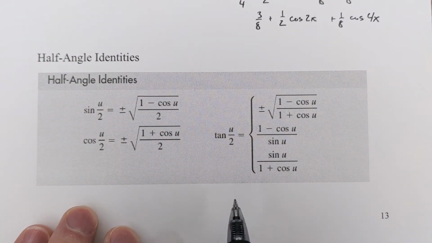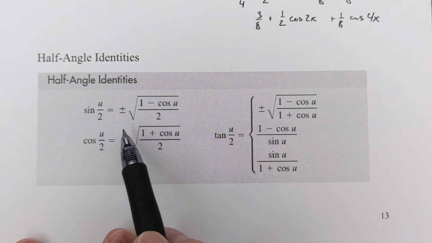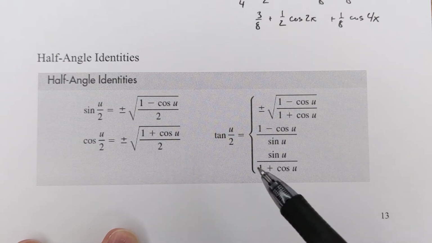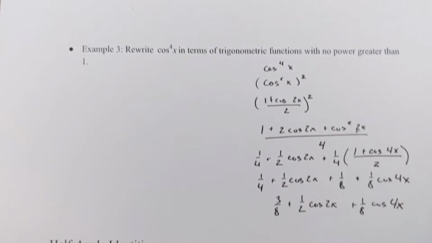Our half angles: tangent has multiple different versions you can use. Here's the sine. Notice that there are positives and negatives, because when you take a square root, you get two solutions. So here are your half angle identities.